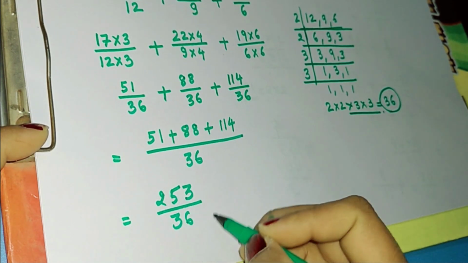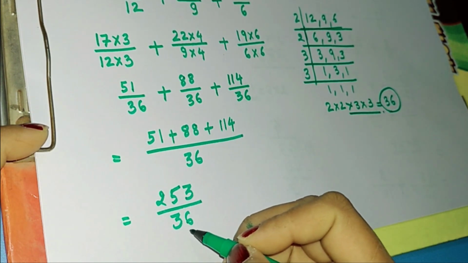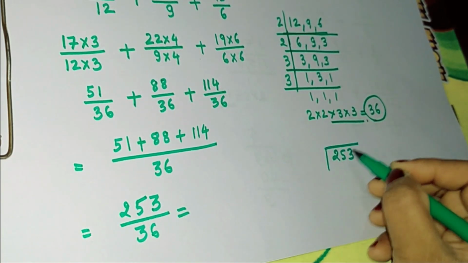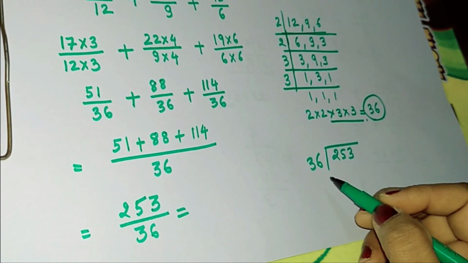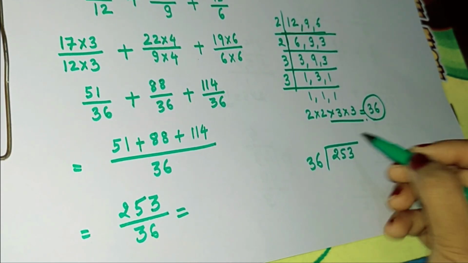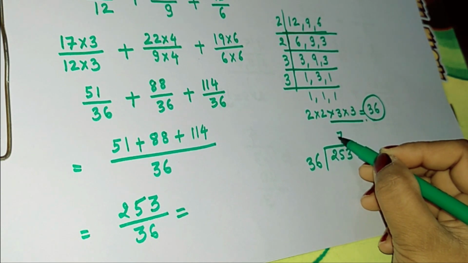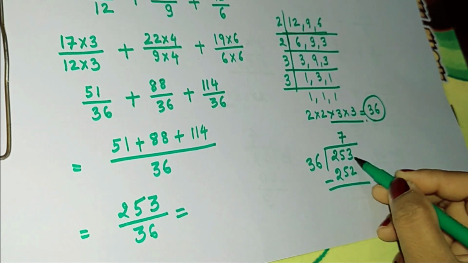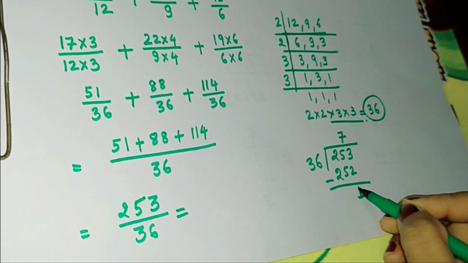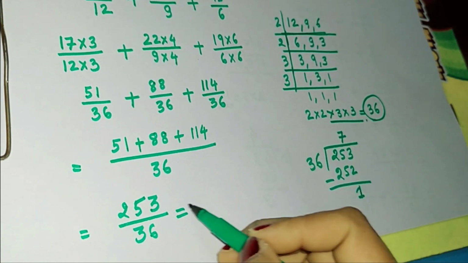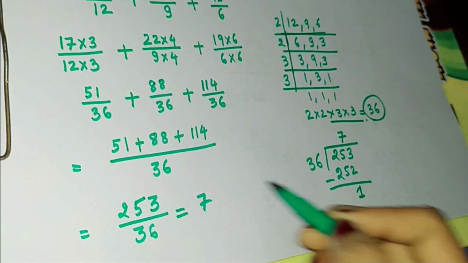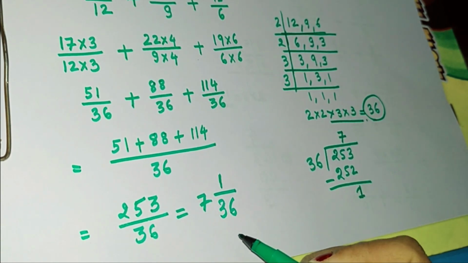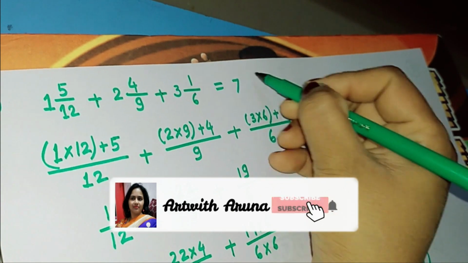Here again we got an improper fraction. To convert this improper fraction, we need to divide this 253 by this 36. So, here when we write down the table of 36, here we can say that 7 times 36 is 252. So, here 253 minus 252 is 1. So, here what we will write? We will write this 7 here, this 1 here, and this 36 here. So, the answer for this question is 7 1 by 36.